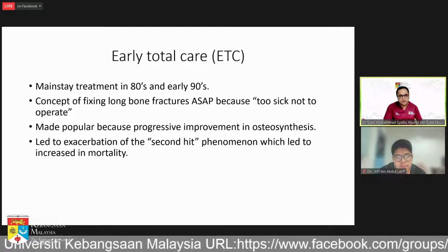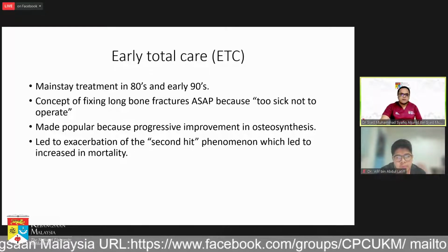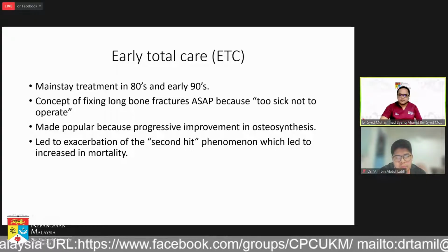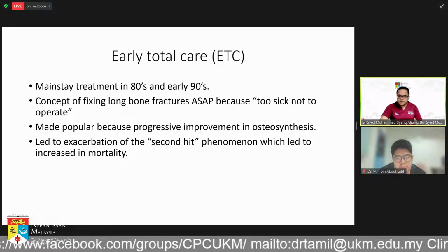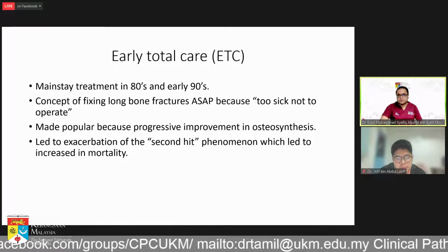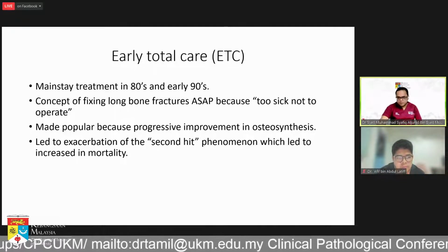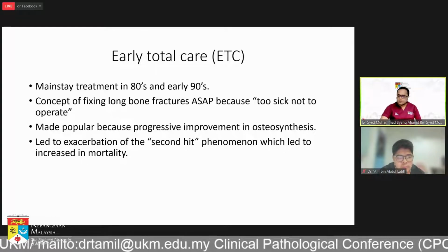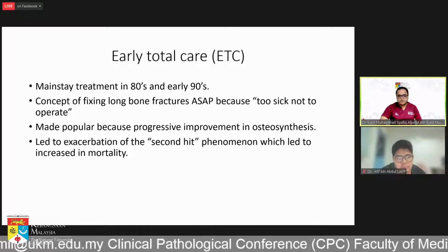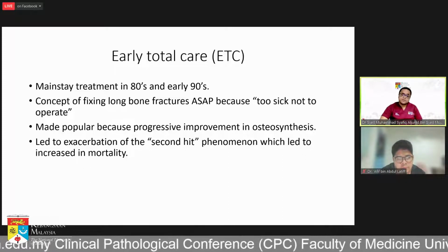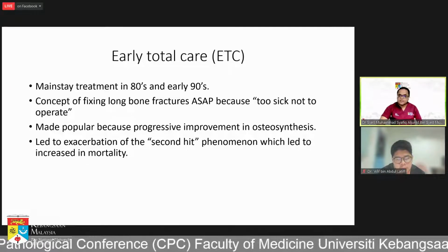Moving to early total care, this was the mainstay treatment in the 80s and 90s. The concept was doing definitive fixation of long bones as soon as possible, because at that time it was thought that the patient was too sick not to operate. This was made popular because of the progressive improvement in osteosynthesis. Everyone was eager to fix everything in one shot because they thought this would reduce the length of stay in the hospital, and everything could be done in one setting.